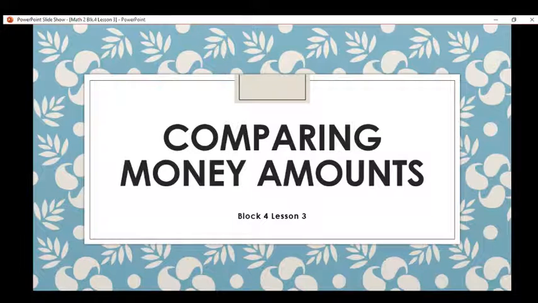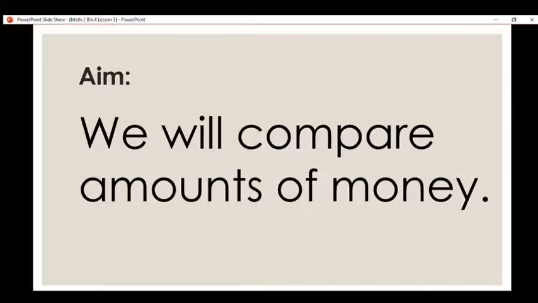Today we will talk about comparing money amounts. That would be our third lesson in block 4. This would be our aim for today: we will compare amounts of money. Again, I want you to pause the video and write the following as our aim for today in your notebook. Aim: we will compare amounts of money. Time is up. I guess everybody is done writing our aim for today, so we will proceed with our activity.